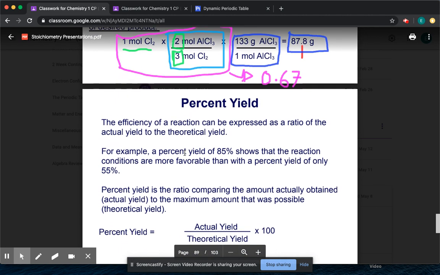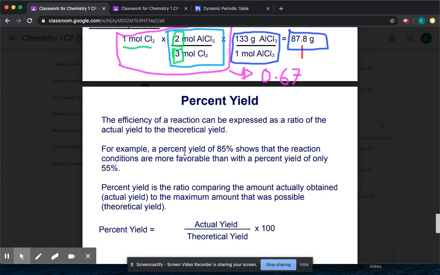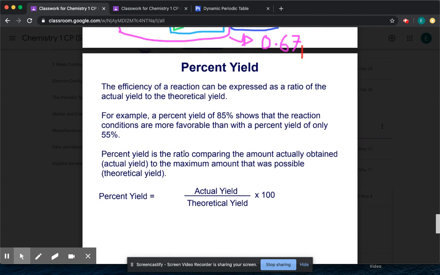Okay, but then we know there is no perfect reaction. Okay, there is no perfect thing. Okay, nothing in science is ever exact. Okay, a lot of things are estimations.